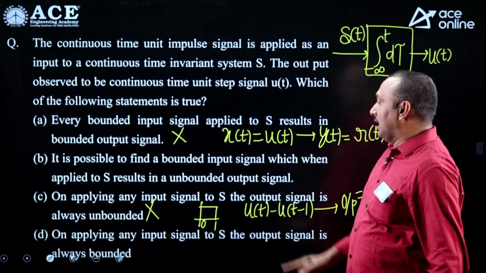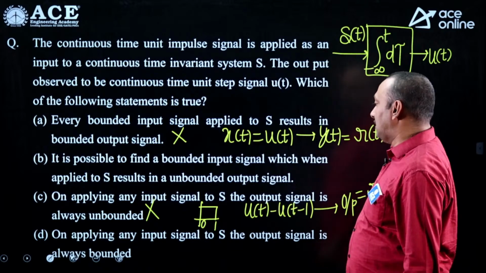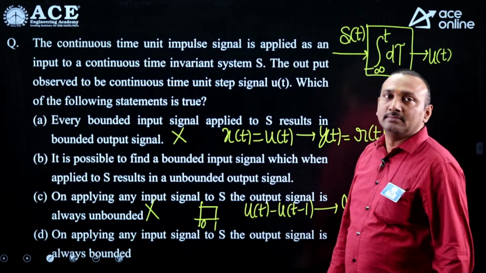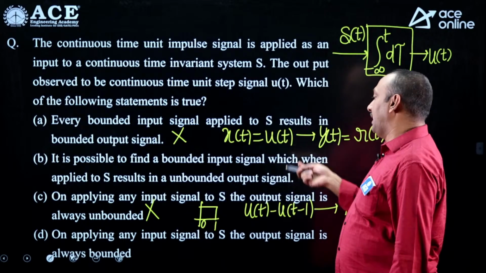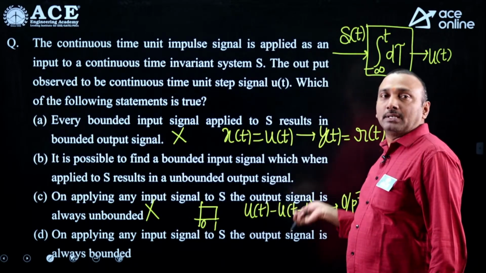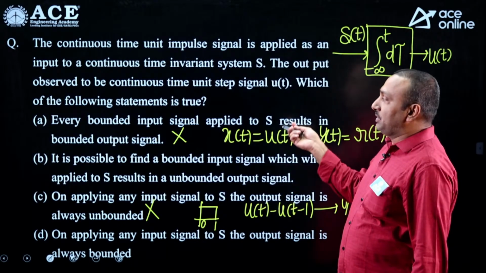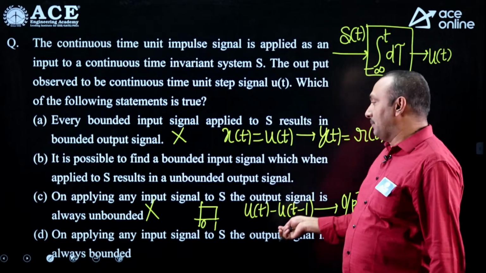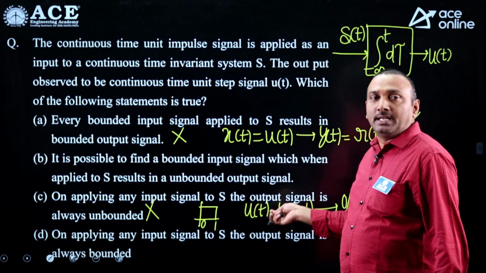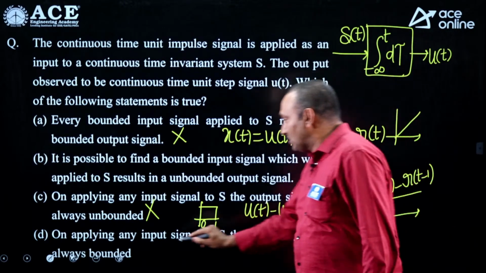What is option D? On applying any input signal to that system, output signal is always bounded. That is also meaningless. Again, it is same as option A. If I am applying u(t), I am getting ramp, that is unbounded. Option A, I have given input as u(t), I am getting output as ramp. That means output is unbounded, but he is saying output is always bounded. So that is also failure.